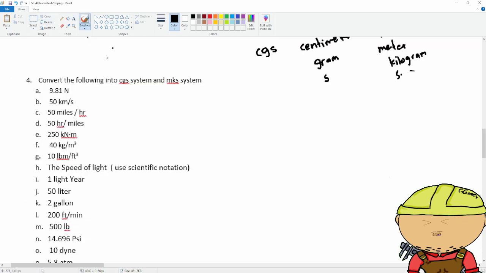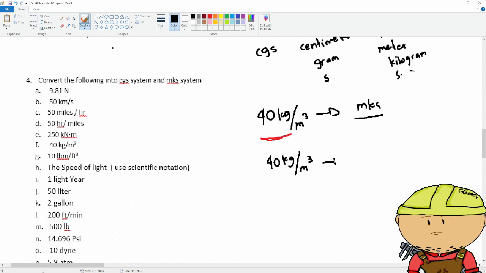Okay, let's proceed to letter F. 40 kilogram per meter cube, and that's already MKS. Let's convert that to CGS. 40 kilogram per meter cube.